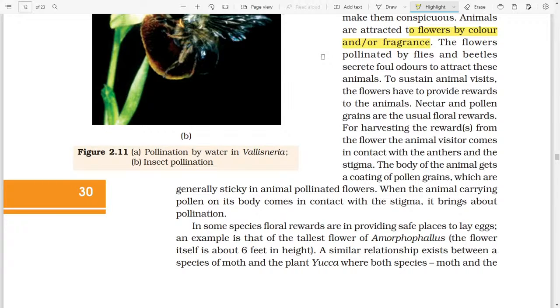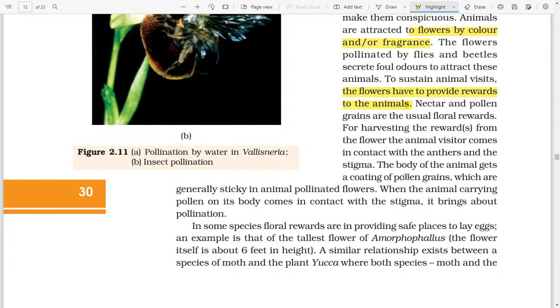To sustain animal visits, the flower has to provide rewards to the animals. Nectar and pollen grains are the usual floral rewards. For harvesting the rewards from the flower, the animal visitor comes in contact with the anther and the stigma. The body of the animal gets coated with pollen grains, which are generally sticky in animal pollinated flowers. When the animal carrying pollen on its body comes in contact with the stigma, it brings about pollination.